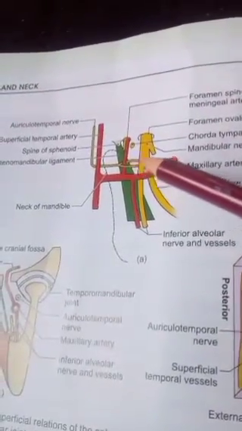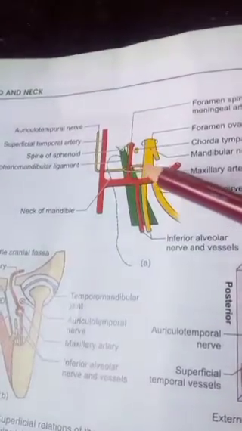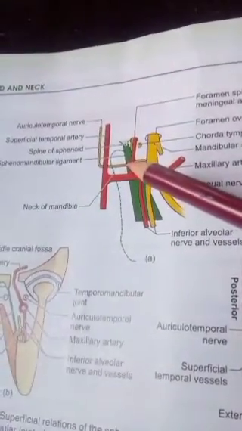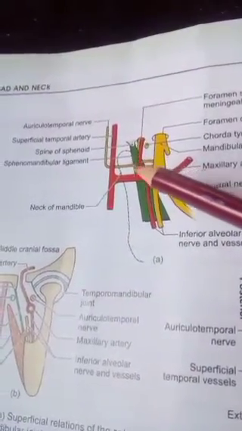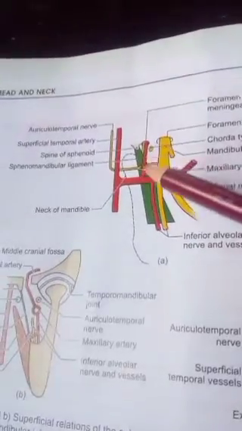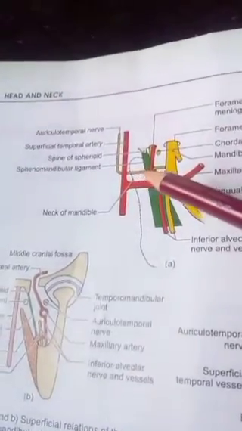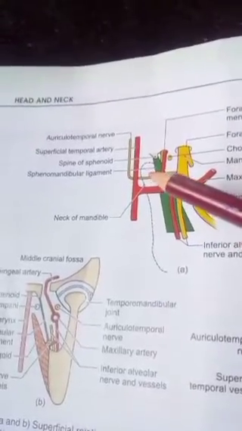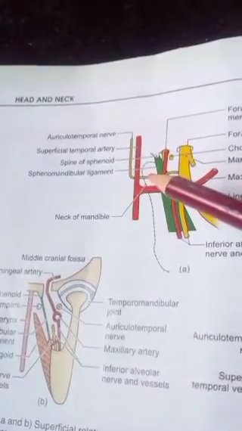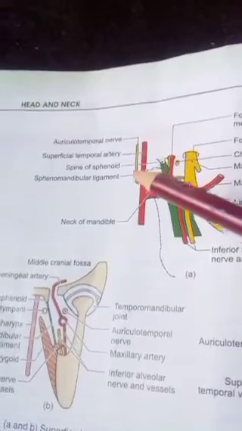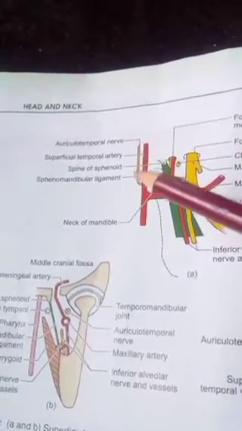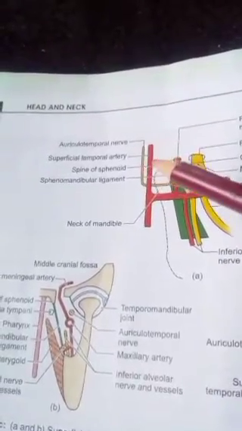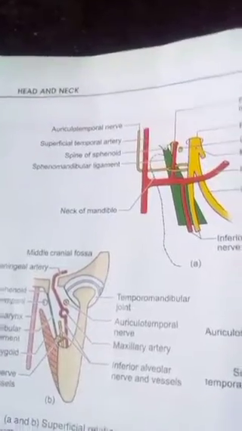The auriculotemporal nerve arises by two roots from the posterior trunk. Both the roots go backward and circle the middle meningeal artery, then unite to form a single nerve, which first goes backward above the maxillary artery and then turns upwards behind the neck of the mandible and runs behind the superficial temporal vessels.